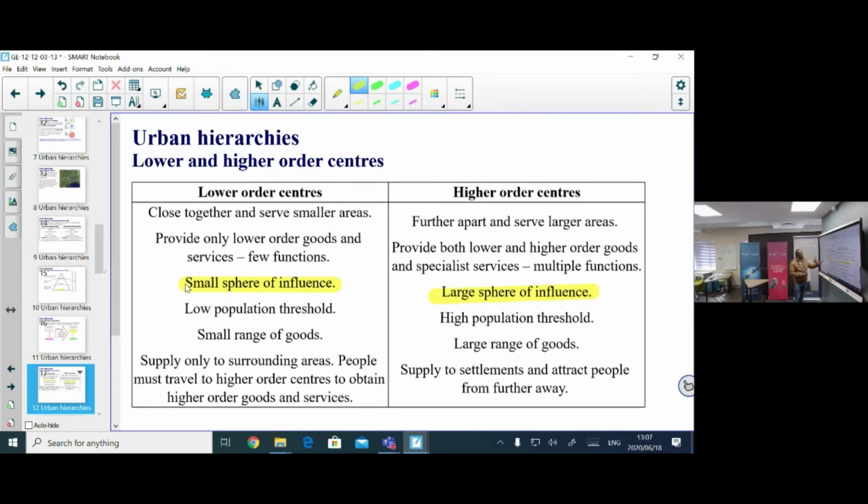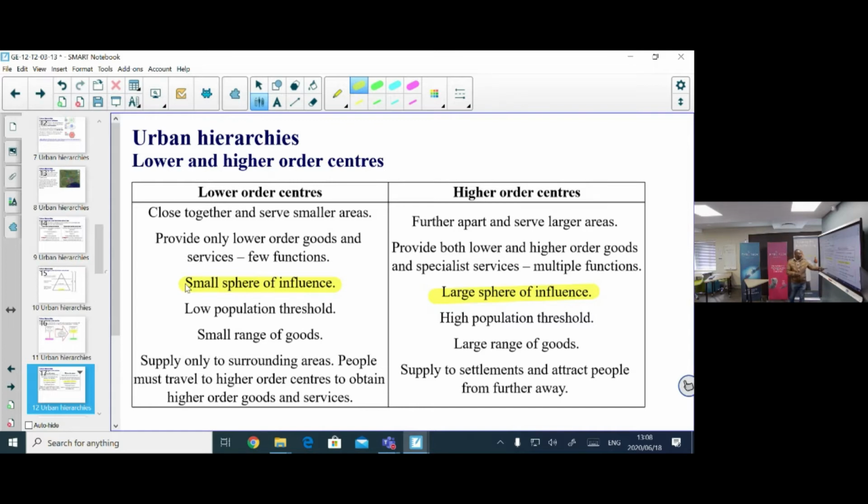Then let's look at the following. The lower order also has a low population threshold, whilst the higher order has a high population threshold. The lower order has a small range of goods, whereas the higher order has a large range of goods. Lower order also supplies only to surrounding areas. That is, maybe in a street, people in the street are the ones who are buying from a spaza. They are the ones who are maybe patronizing a shebeen in that area.